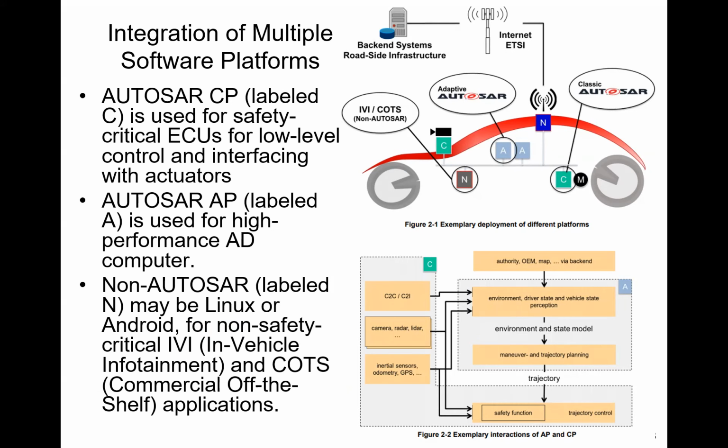So AUTOSAR is an initiative from the automotive industry. It started very early, in 2003. So many of the newer technology companies in the space do not use AUTOSAR. For example, Waymo. I think Tesla does not use it either. So it's more of the traditional automotive OEMs, such as GM, Ford, Volkswagen. So they use AUTOSAR a lot.